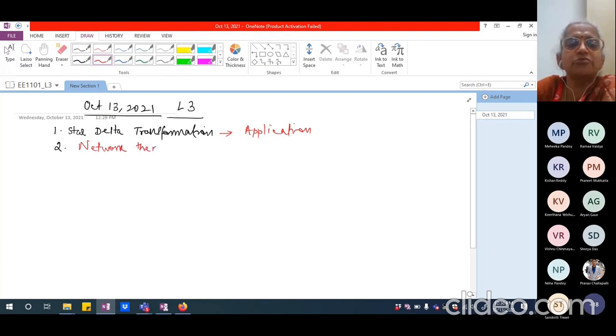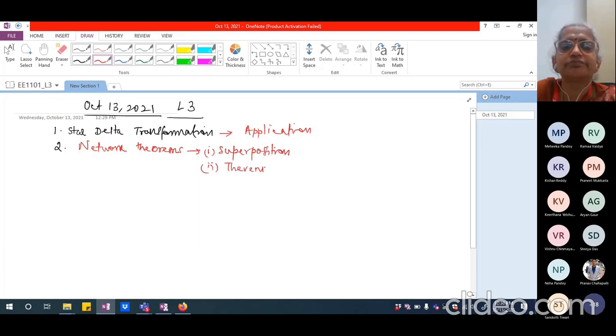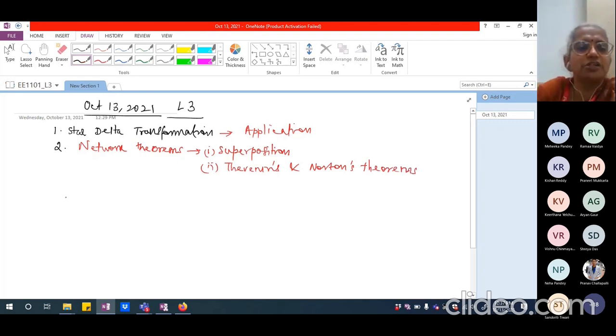The network theorems we are going to look at in this class are the superposition theorem, the first one, which is applicable for any linear network or any linear system. And the second one that we are going to look at is Thevenin's and Norton's theorem. Okay, so let me introduce these things one by one in the same order that I have written here. Let us first of all look at the star delta transformation and its applications.